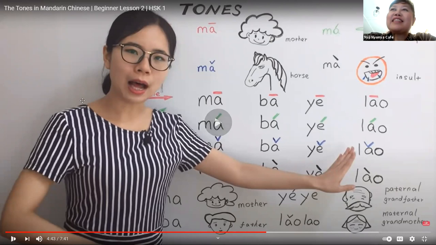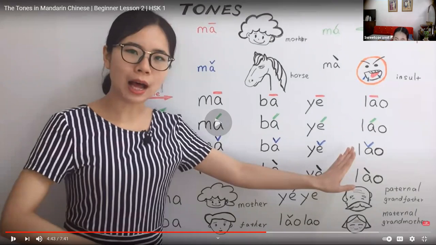Lao. Very good. And the fourth tone is the falling tone. For the fourth tone, I will go like this.